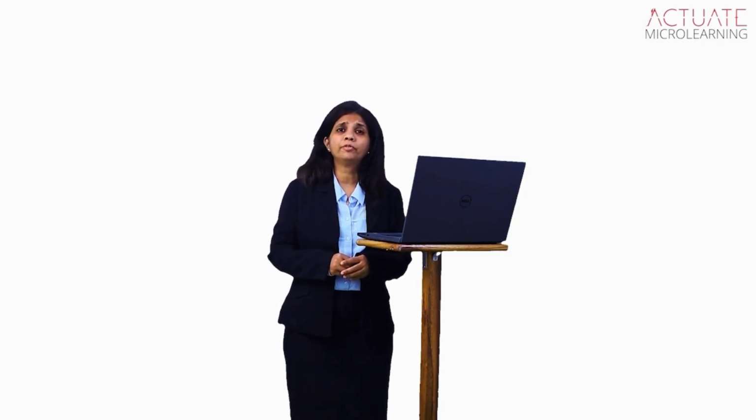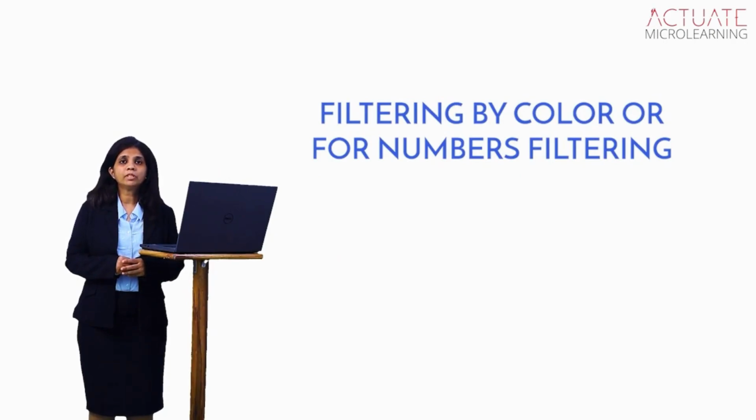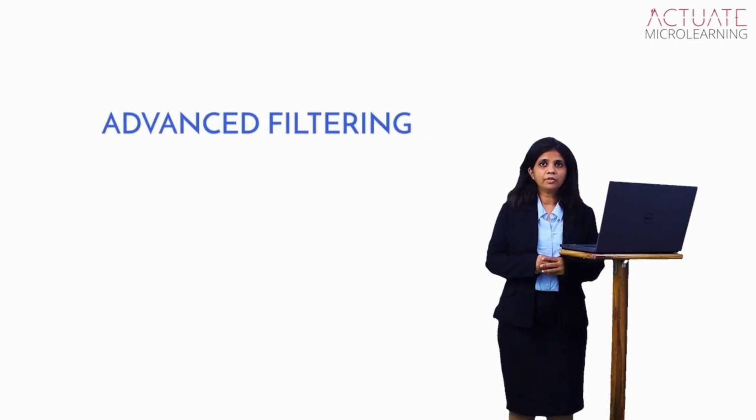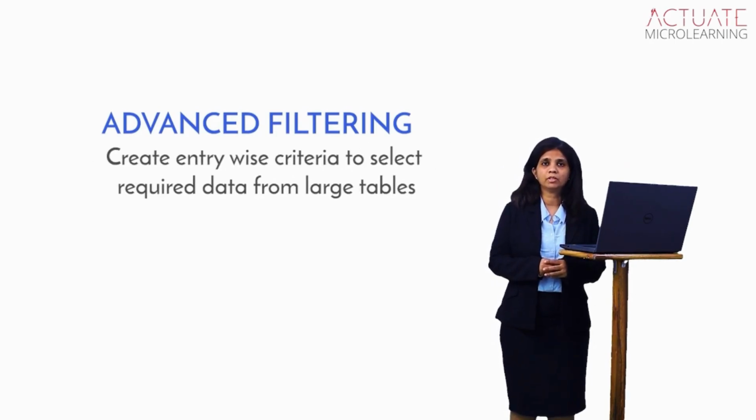We have seen that filtering of data can be done in different ways depending on the complexity of the filtering criteria. You can use the predefined filtering options, such as filtering by color, or for numbers, filtering by selection criteria such as data less than, between, greater than, top 10, etc. In advanced filtering, one can create entry-wise criteria to select required data from large tables.